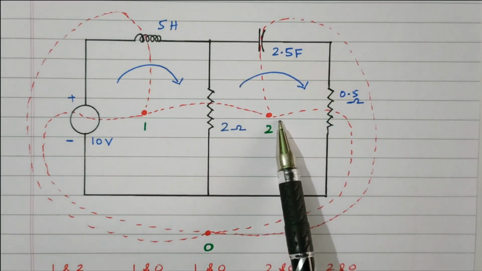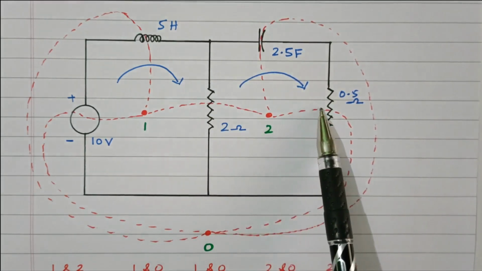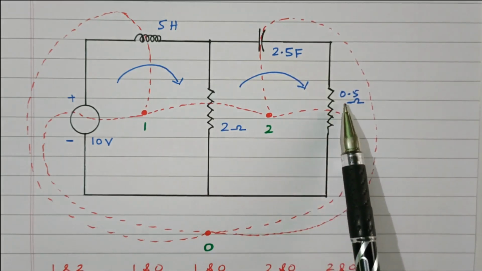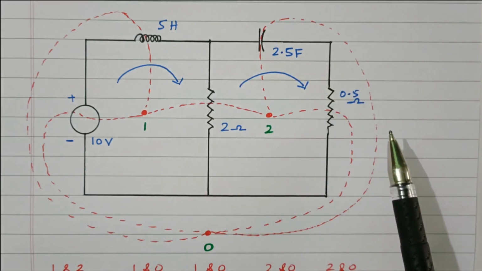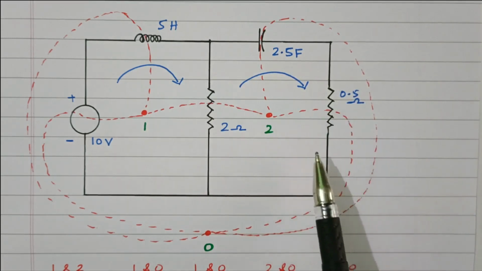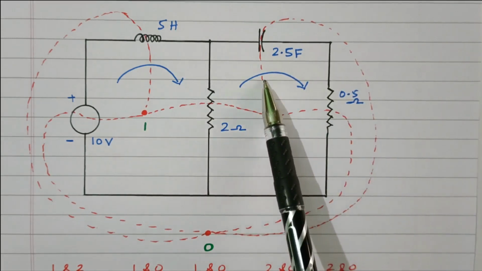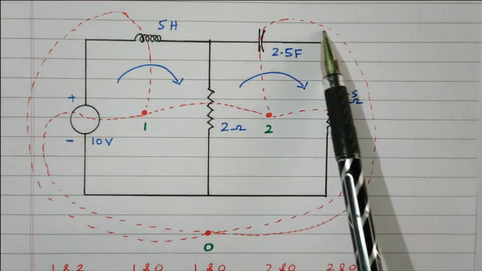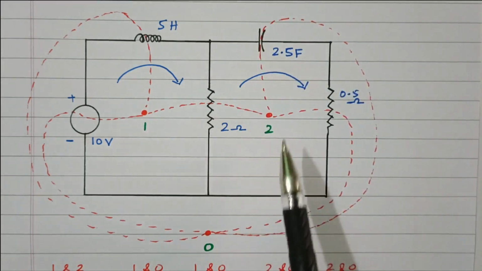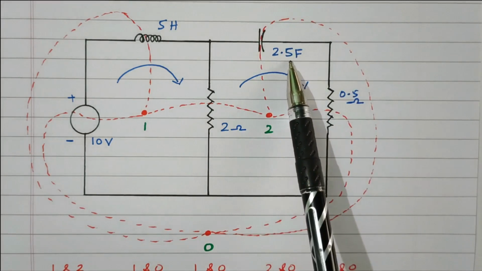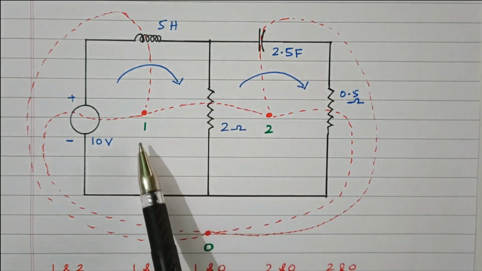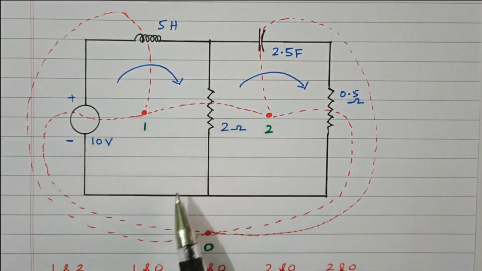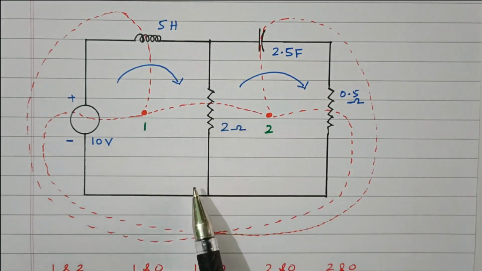Now draw the dotted line between 2 and 0 through the resistor. So what will happen? This 0.5 ohm resistor will convert into 0.5 mho conductance. Draw one more dotted line through the capacitor between 2 and 0. This 2.5 farad capacitor will convert into 2.5 Henry inductor. Now all the dots are connected together and also converted.